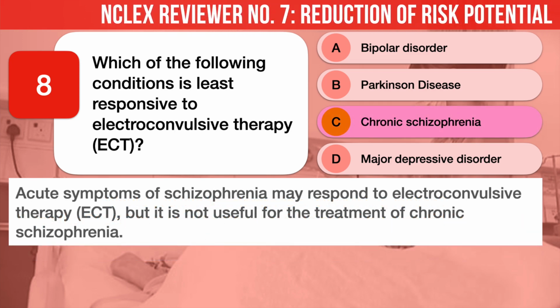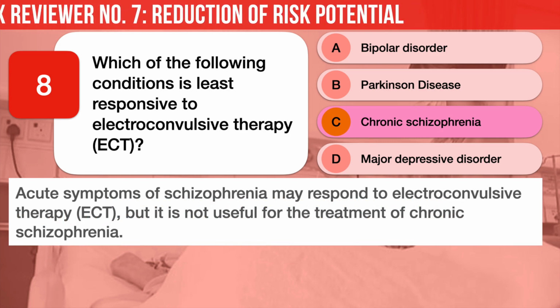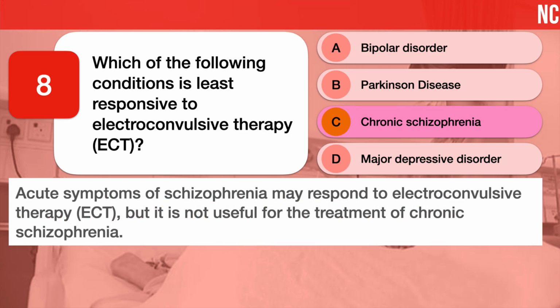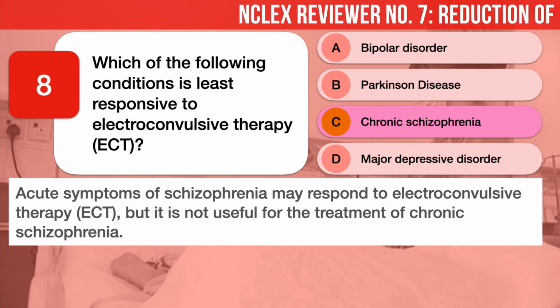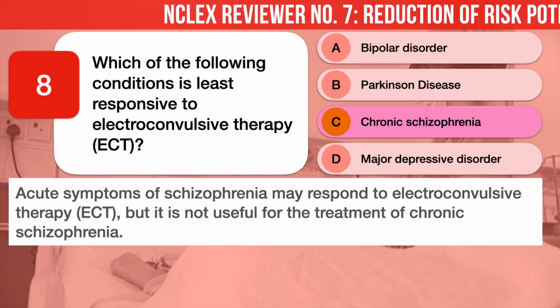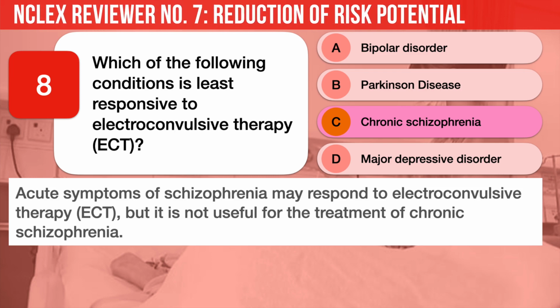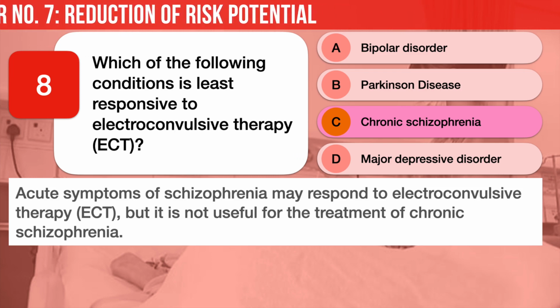The correct answer is C. Chronic schizophrenia. Acute symptoms of schizophrenia may respond to electroconvulsive therapy or ECT, but it is not useful for the treatment of chronic schizophrenia. Established indications for ECT include major depressive disorder, mania, and catatonia. Other conditions for which ECT has been used with less evidence include Parkinson disease, intractable epilepsy, and neuroleptic malignant syndrome.